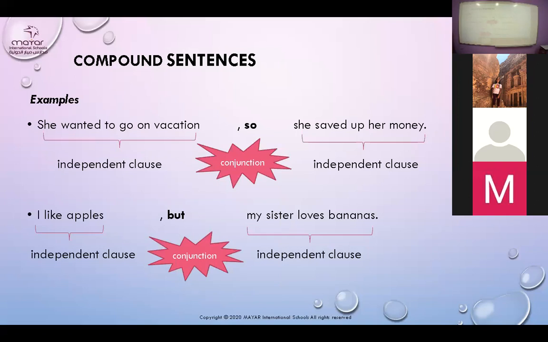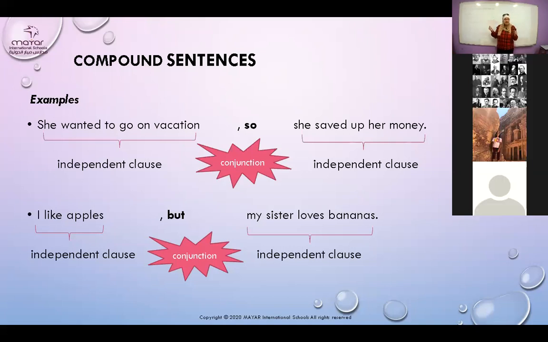Now, what did we do here? Look at these compound sentences, more examples. She wanted to go on vacation, so she saved up her money. Now, what is the conjunction we used here? Of course, we have an independent clause, a conjunction, and another independent clause. Why didn't I use, for example, and, or for, or but, or nor, or? Why did I use so?